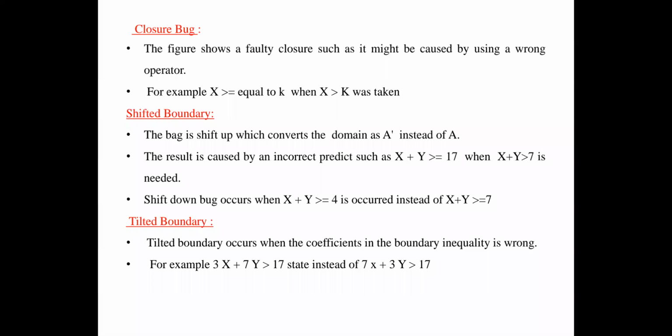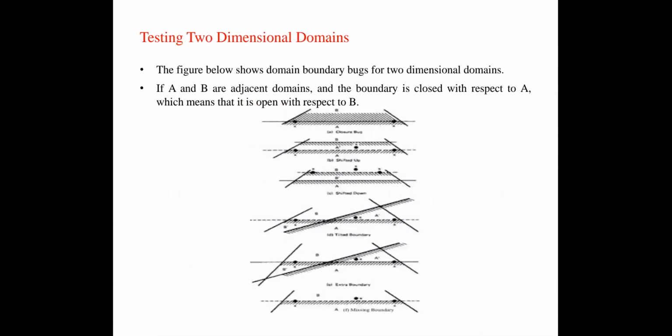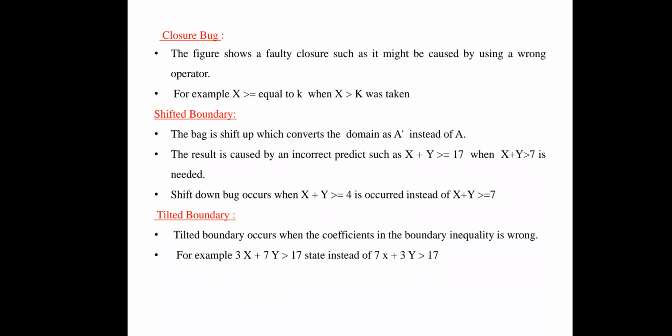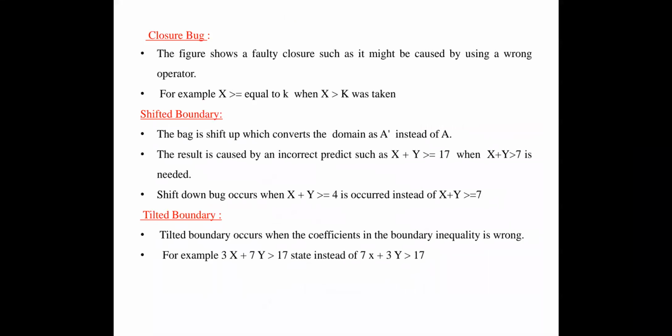Next one, shifted boundary. Generally, the boundary has to be represented in the A position, but it shifted to A dash. That is a shifted boundary. The bug is shifted up, because it converts the domain to A dash instead of A. Initially it has to be represented as A, but it shifted to A dash. That is a bug representation.